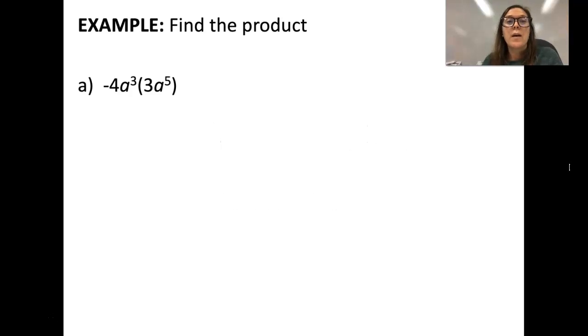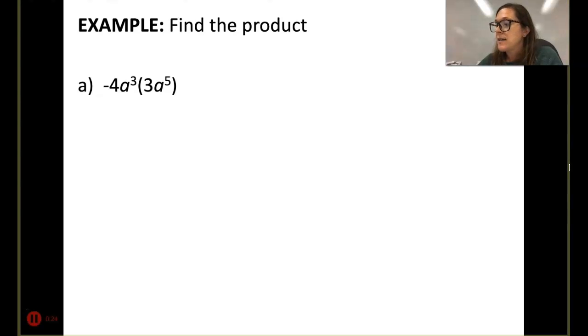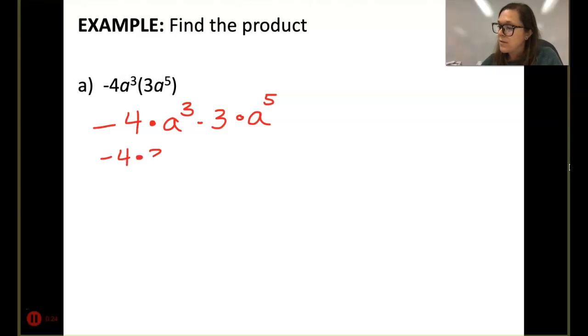So here we go. Multiplying, we have a cubic monomial times a quintic monomial. So everything is just multiplying straight across. So I'm going to write this all out just so you can see it. You don't have to do this every time. So this is kind of like doing -4 times a to the third times 3 times a to the fifth. And what your commutative property of multiplication allows you to do is rearrange these. So I could do a -4 times 3 times a to the third times a to the fifth.